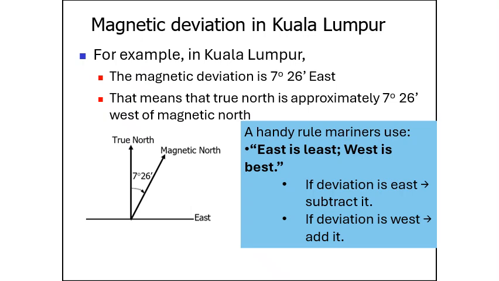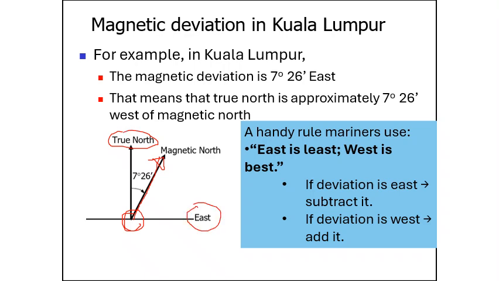Let's try figuring out the magnetic deviation in Kuala Lumpur, where I'm located right now. You can see that the value given for magnetic deviation in Kuala Lumpur is 7 degrees 26 minutes east. That means if you are holding a compass here in KL, Kuala Lumpur, the north in your compass will be showing you 7 degrees 26 minutes away from the true north toward the east direction.